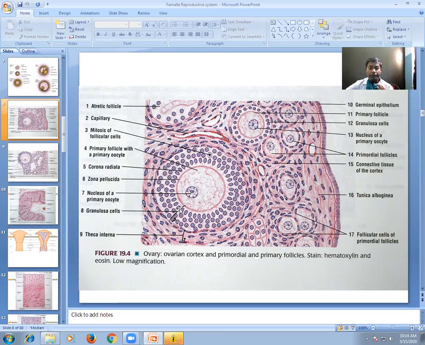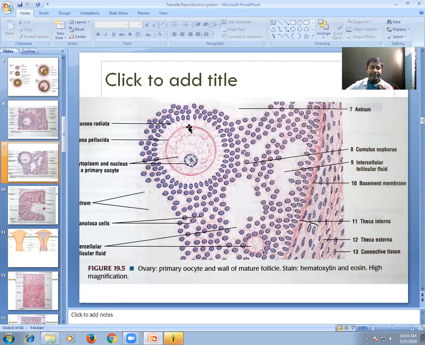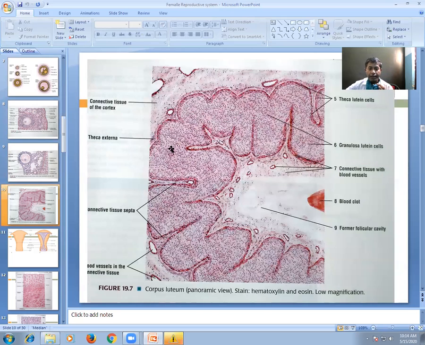And this is the primary oocyte. It is covered by a covering known as the zona pellucida. So you can see here, this is the corona radiata, this is the cumulus oophorus, and this is the primary oocyte, covered by the zona pellucida, and these are the follicular cells. It is a mature one because the antral cavity has appeared. So this is the corpus luteum. We don't have a slide of this corpus luteum.